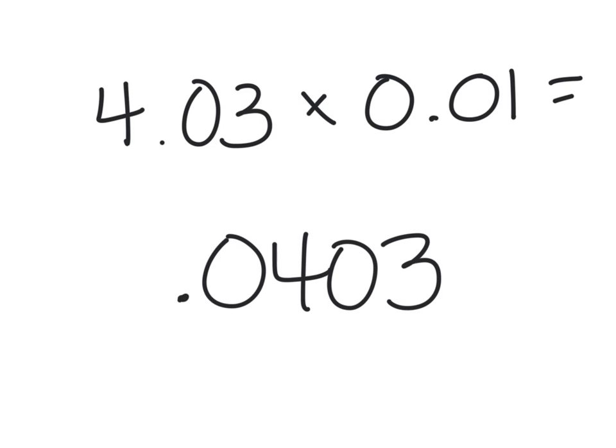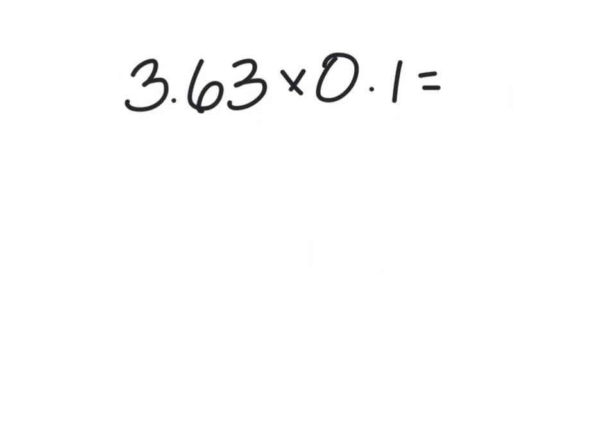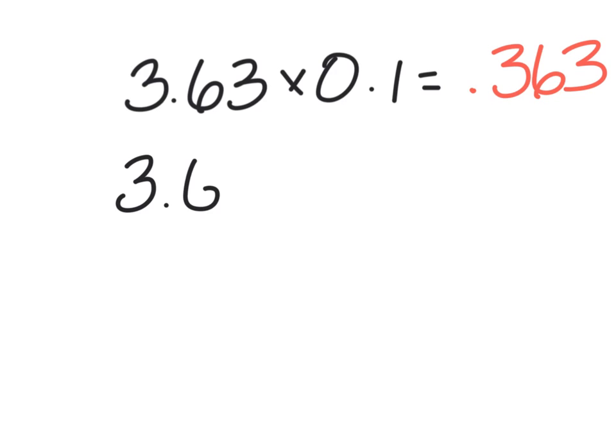Okay, we'll try another one. I know that's kind of confusing. We're going a little backwards on you. Let's do some side-by-sides or some problems on the same page. So if I have 3 and 63 hundredths and I multiply it times 1/10, I'm only going to move my decimal point 1 space because there's only one number after my decimal. So I'm going to take it from here and I'm going to move it to the left to right there. So my answer will be decimal point 363.